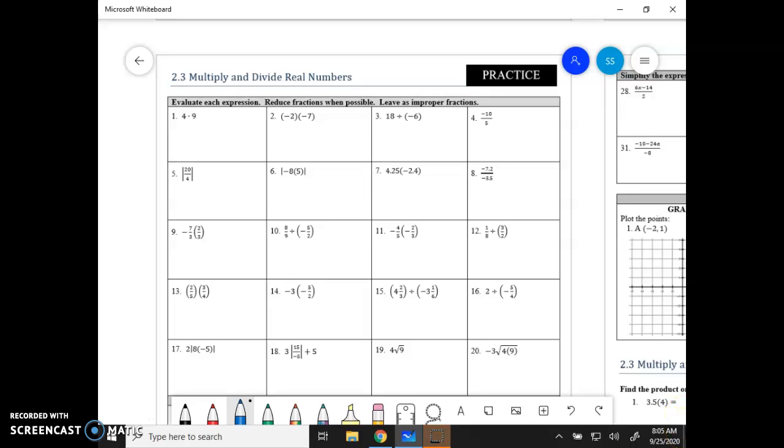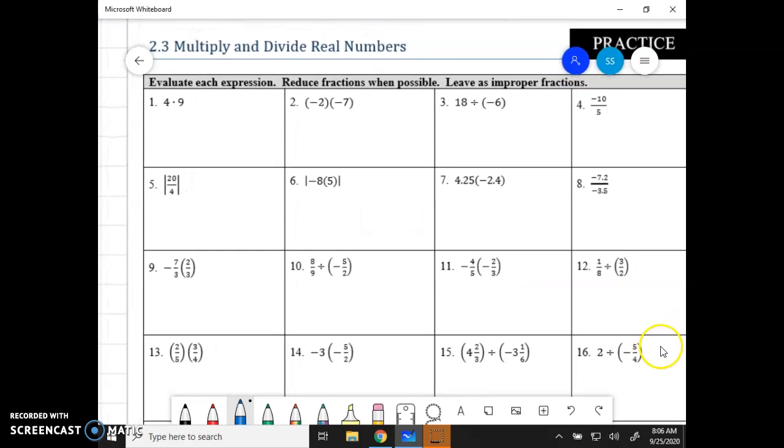Alright, just wanted to make a quick video on multiplying and dividing real numbers. I don't think this is going to be too hard for you. Most of it is just being proficient with your calculator.